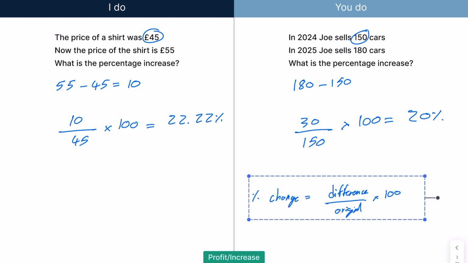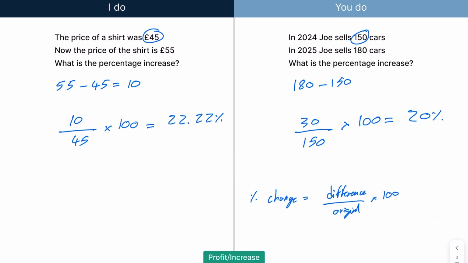If you wanted a formula for this, it would look something like this. Percentage change is going to be the difference divided by the original amount, times 100. That is why we found the difference first. That's what goes there, and then the original amount comes here.